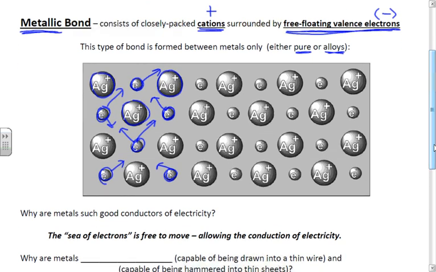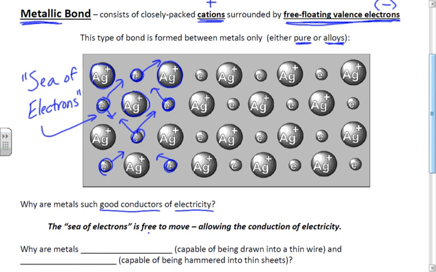One of the things we know about metals is that they're good conductors of electricity. And if we think about what electricity is, it's just the movement of electrons, of charged particles through a substance. So as long as we have those free-floating valence electrons, they're free to move about. We refer to those electrons as the sea of electrons. All of these moving around in there. So that sea of electrons is free to move around, which means that electricity can flow.